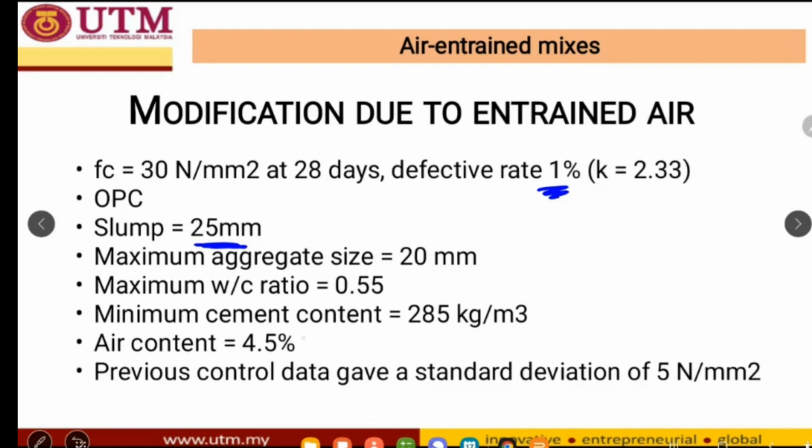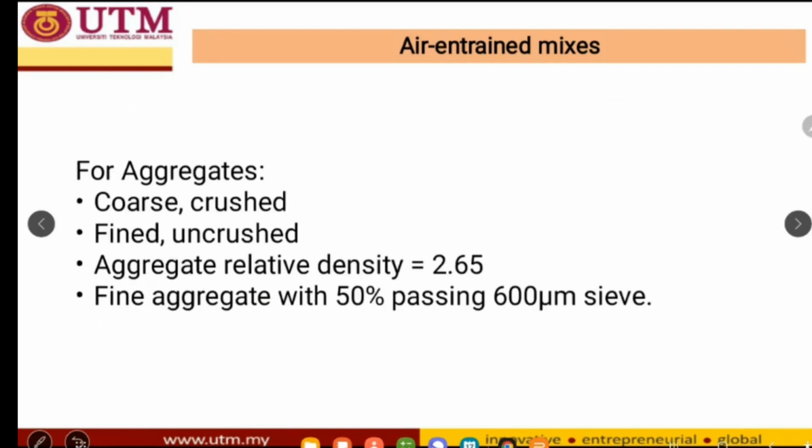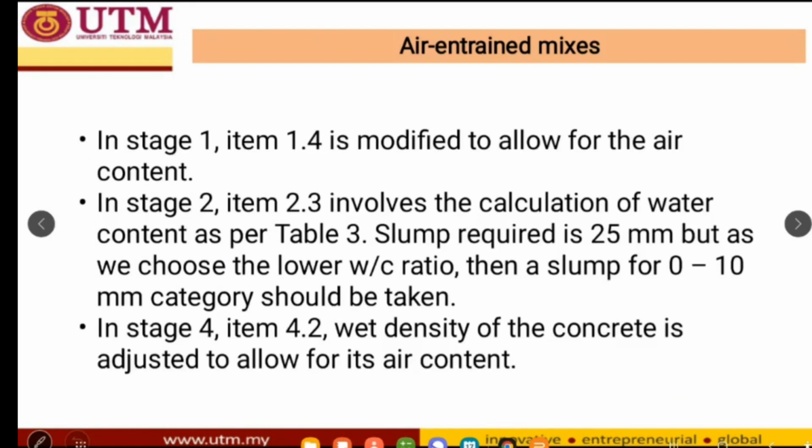This is the percentage of air-entraining agent that we are going to use. The previous control data gave a standard deviation of 5 Newton per millimeter squared. For the aggregates, the coarse aggregate is crushed, and the fine aggregate is uncrushed. The aggregate relative density is equivalent to 2.65, with fine aggregates having 50% passing the 600 micrometer sieve.